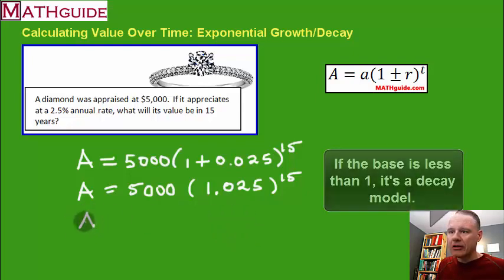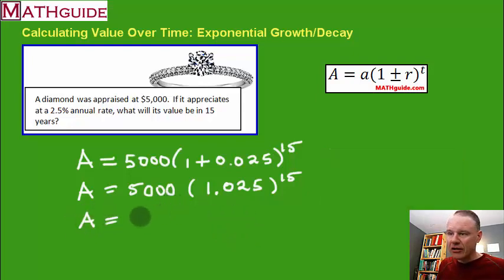Okay, anyhow, let's plug this into a calculator, which I did earlier, and I'm getting $7,241.49. Again, I rounded it to the nearest penny. And that's it. So it looks like this thing gained over $2,200 in 15 years.